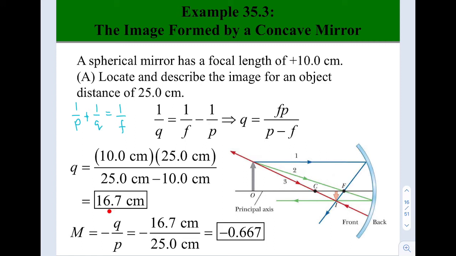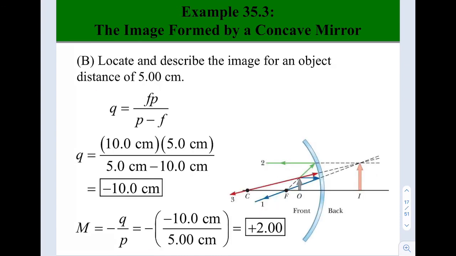If you want to check, you may use a ray diagram like this. But for your syllabus, there is no need for you to be able to sketch the ray diagram. This is just to check. So the image is inverted because you've got a negative sign, and the magnitude of M is less than 1, which means it is reduced in size, or smaller compared to the object. And q is positive, which means a real image in front of the mirror.